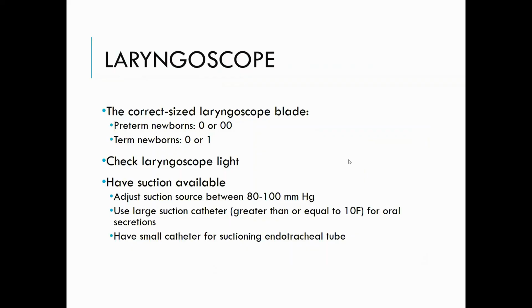The laryngoscope size. If it's a preterm infant, you want to use a double 0 or a 0, and they're all Miller blades. Or if it's a term infant, you can use a 0 or a 1. You want to make sure you're checking the light on the laryngoscope to ensure that it's working, because you don't want to be intubating a patient and then realize that the light is not working.